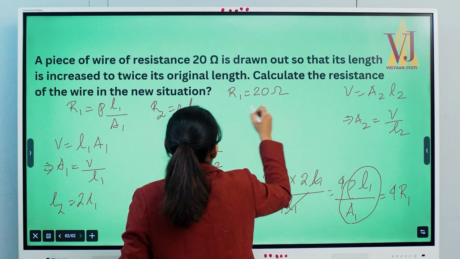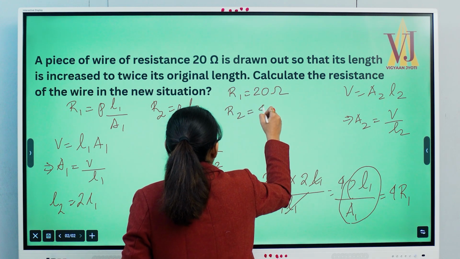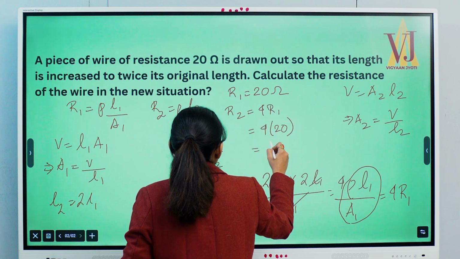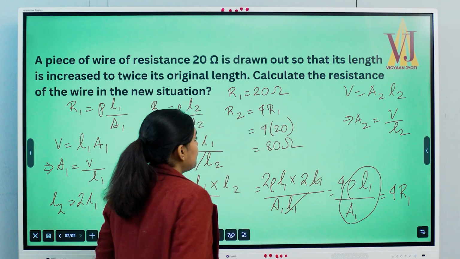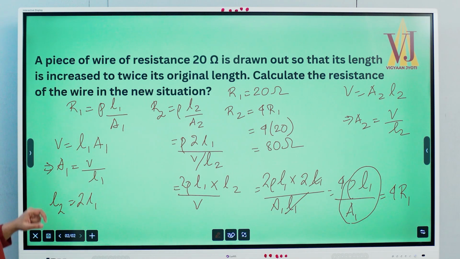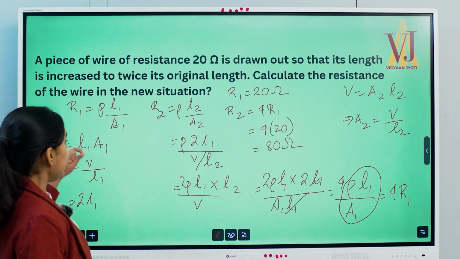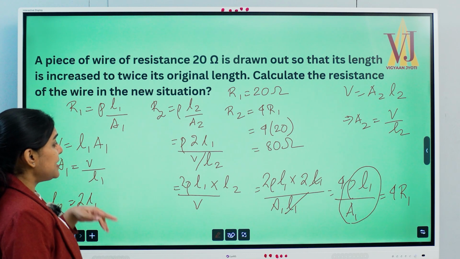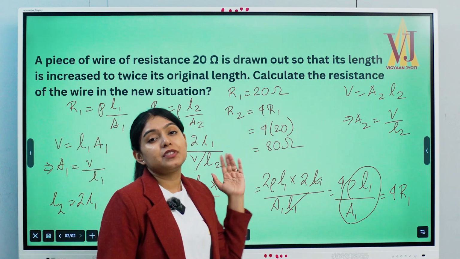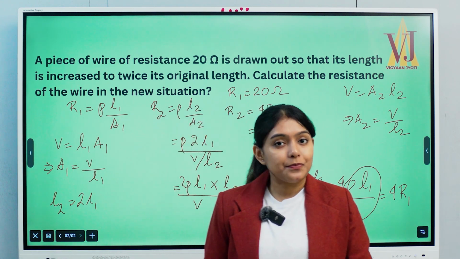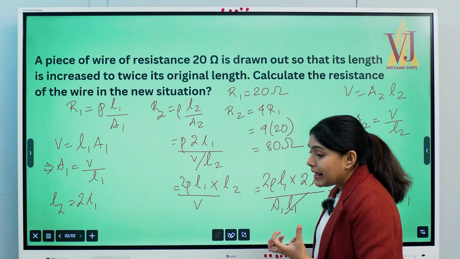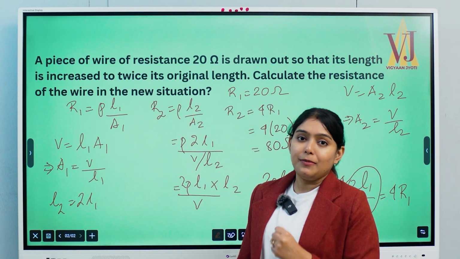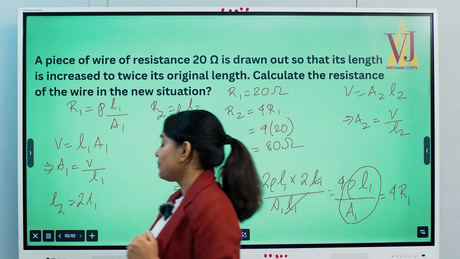So now what is my R1? 20 ohm, and R2 is 4 times R1. So together, in total it will be 80 ohm. Clear? Understood? So if my length has been increased by 2, that means my area needs to be decreased by half, since my volume needs to be constant. Clear? Always keep maths in your mind, physics also in your mind. That will make up science. Clear? Okay.